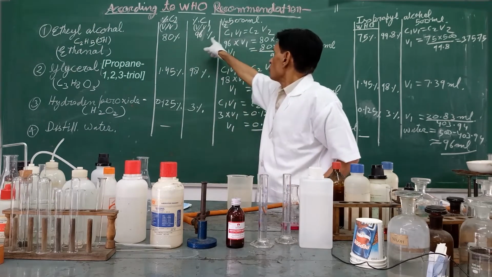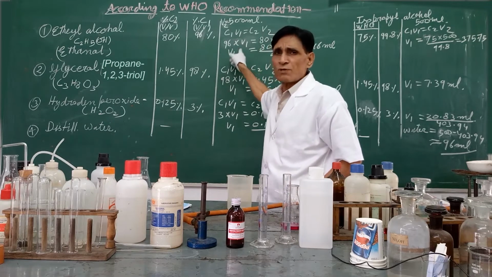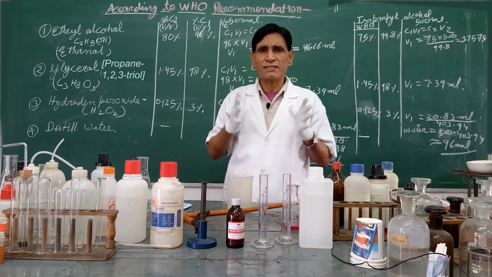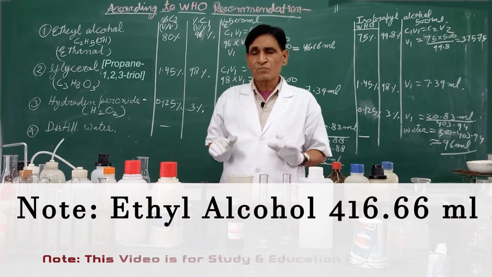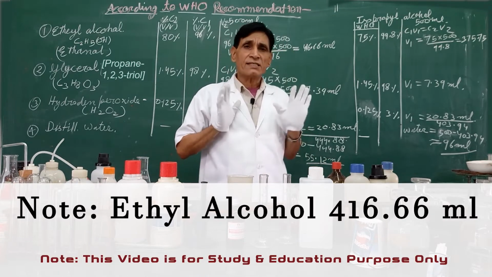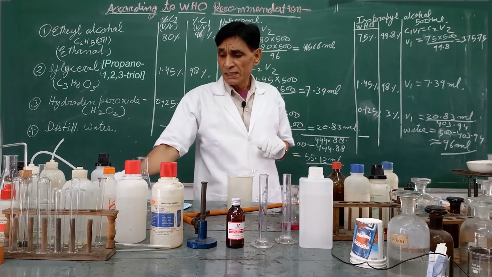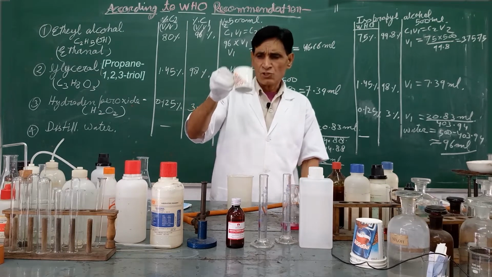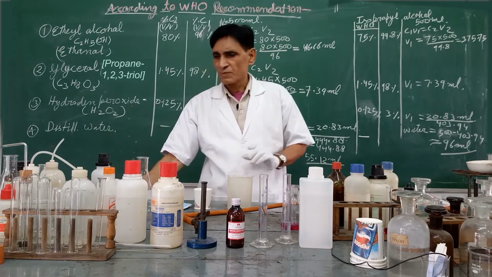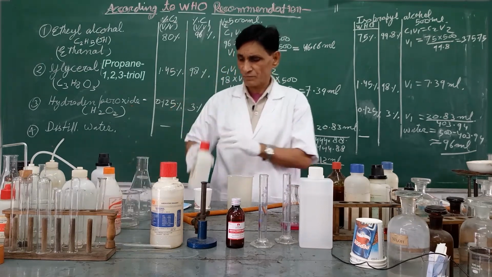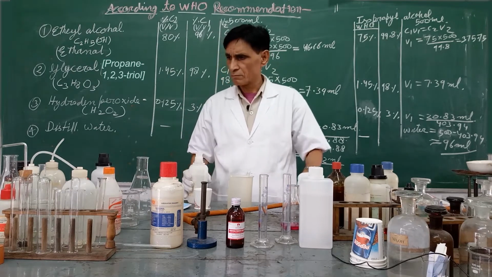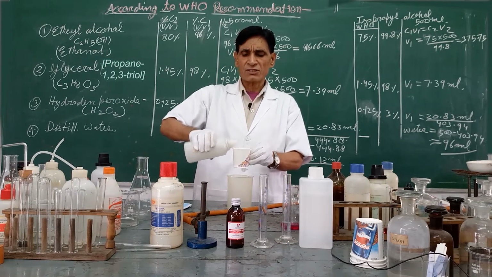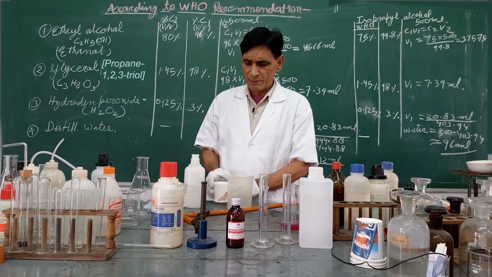Now, the calculation I have told you, with the help of the formula C1 V1 equals C2 V2, in the previous video. We need 416.66 milliliter ethyl alcohol. Let us now start preparation. How will you measure 416.66 milliliter at home? This cup contains 104 milliliter. Let us take 4 cups of ethyl alcohol. It should not be overfilled, just level.